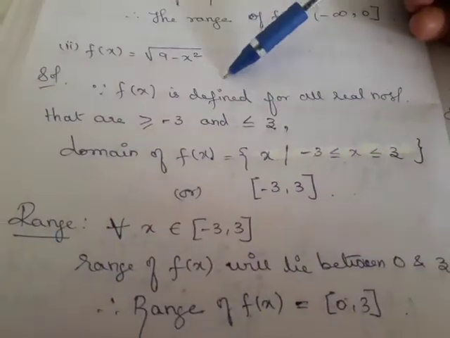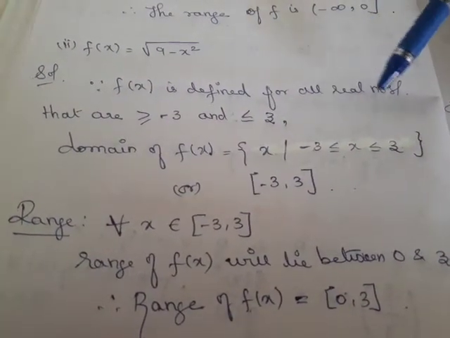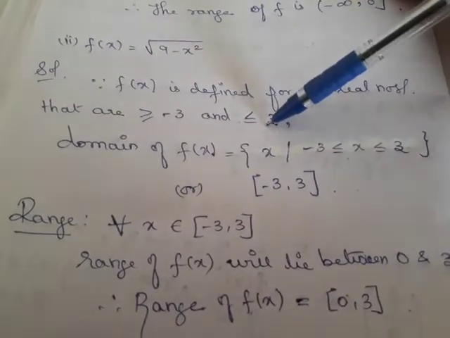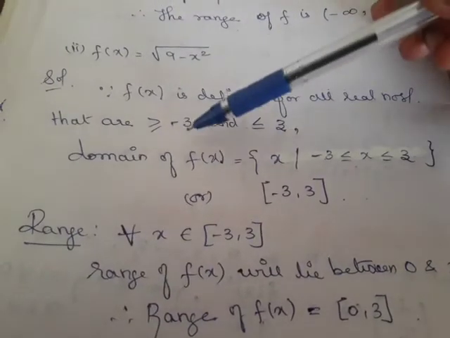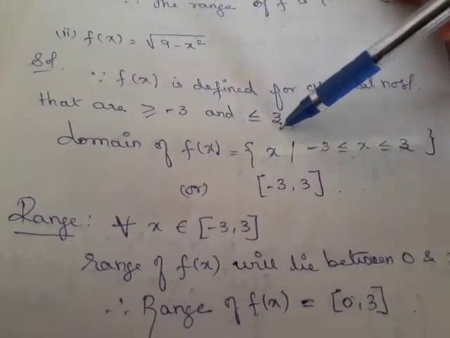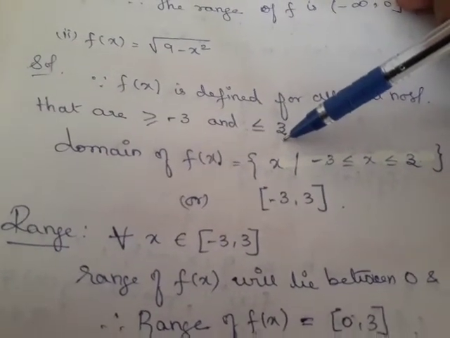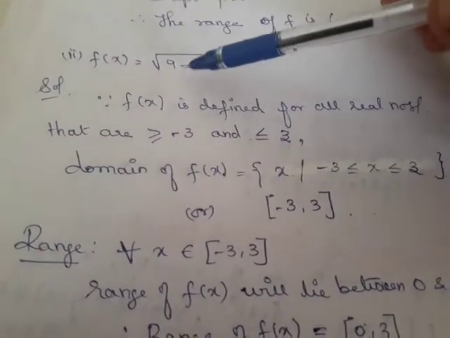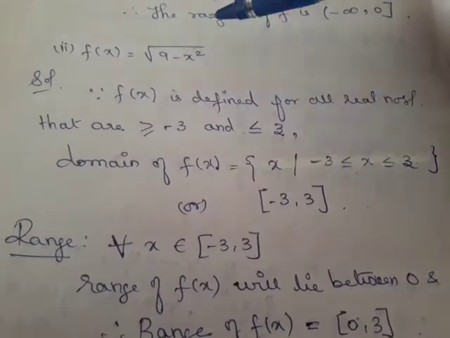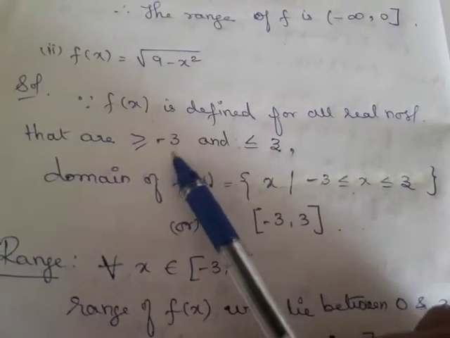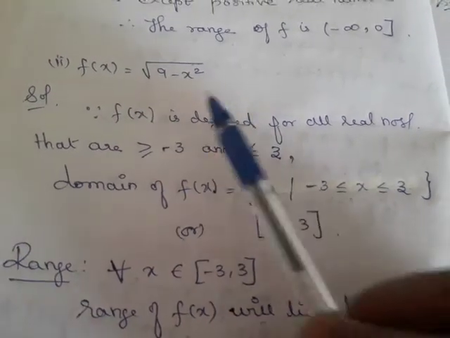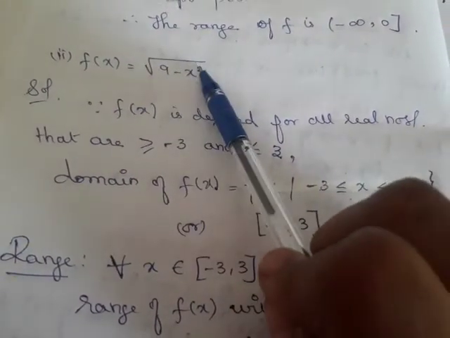When you check this question, f(x) is defined for all real numbers that are greater than or equal to minus 3 and less than or equal to 3. Why is this given here? Why is it not for all real numbers? Because here the function is defined as 9 minus x square. The function is the square root of 9 minus x square.